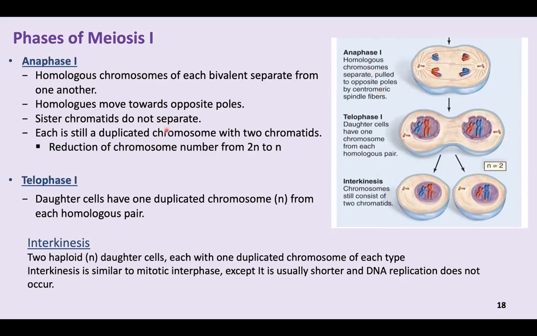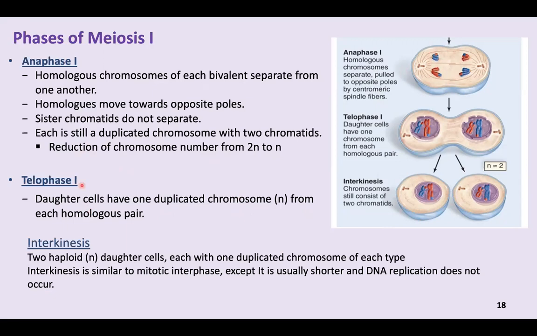Anaphase: each is still a duplicated chromosome with two chromatids. But there is a reduction of chromosome number from 2n to n. So in telophase 1, the daughter cells have one duplicated chromosome n from each homologous pair. Right? So after telophase 1, this is important.